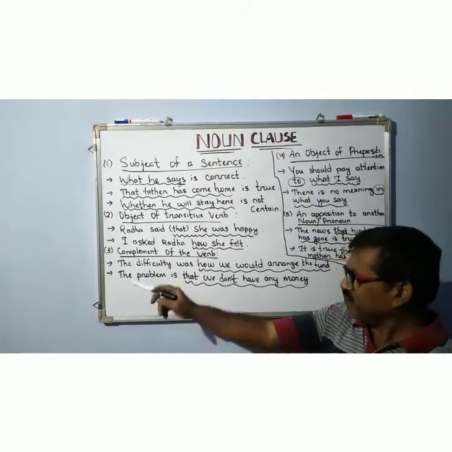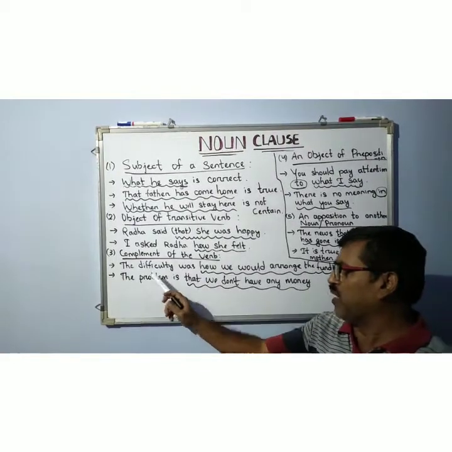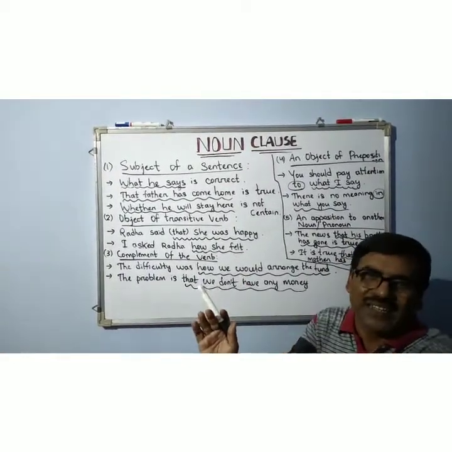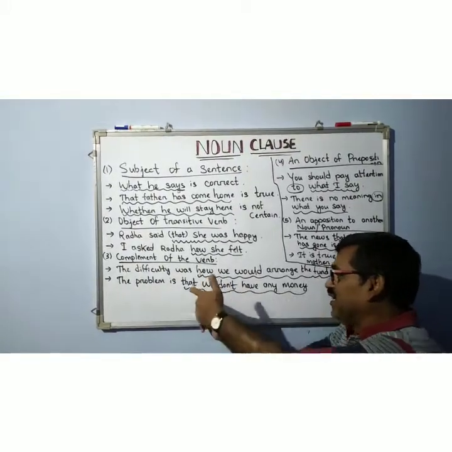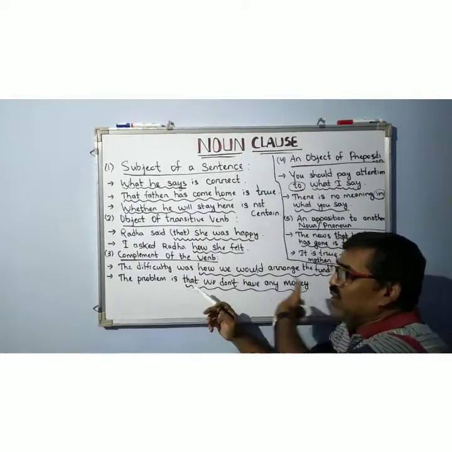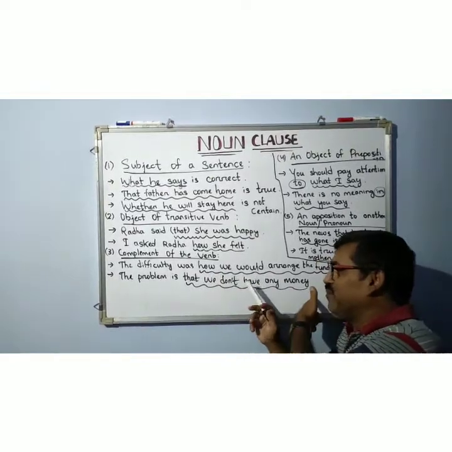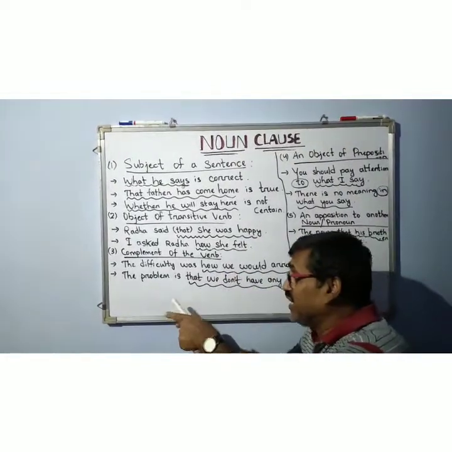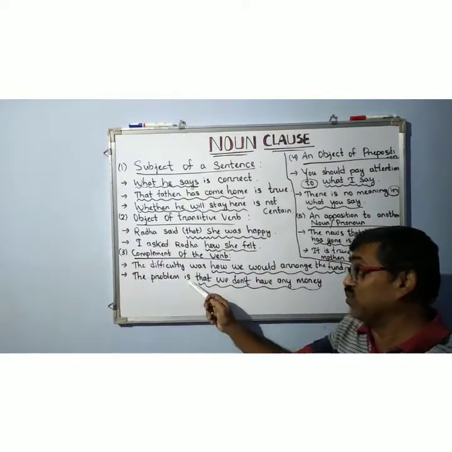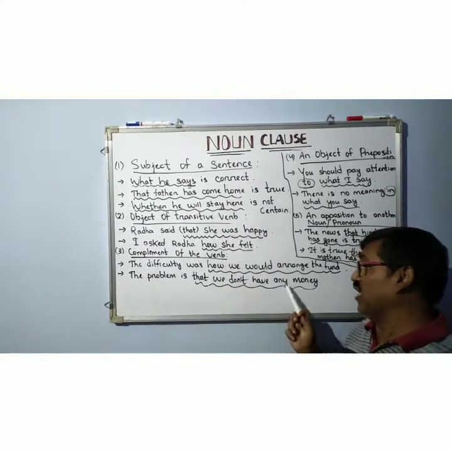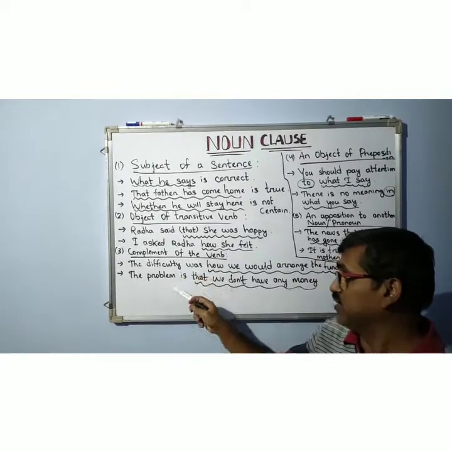Do you understand? Next, the problem is that we don't have any money. The problem is what? That means it is incomplete. The problem is what? That we don't have any money. It is the noun clause, as it starts with the word "that". So here this particular sentence is incomplete. So the problem is what? The problem is that we don't have any money. Are you clear what is the complement of the verb? Here the verb is "is".